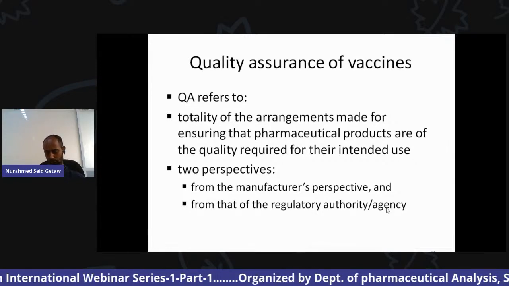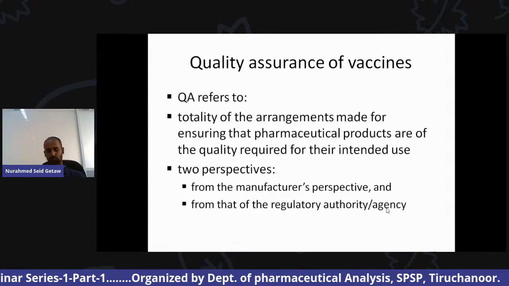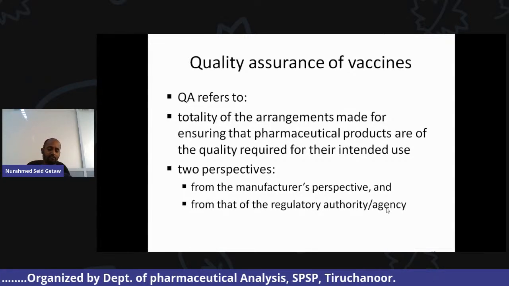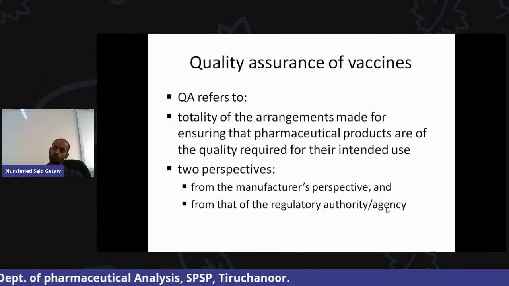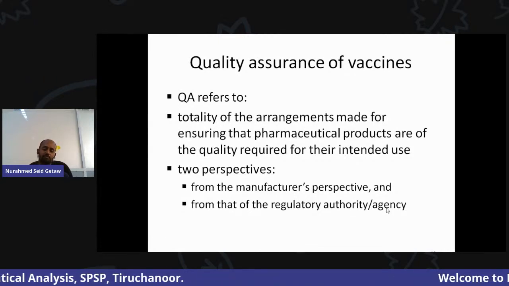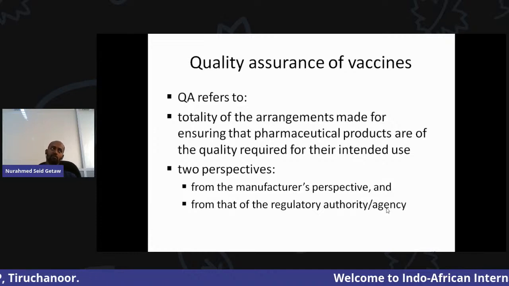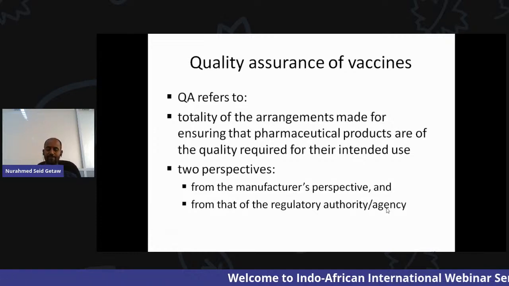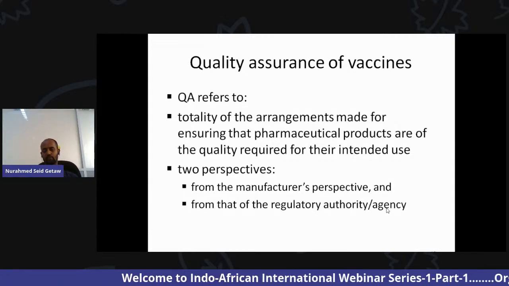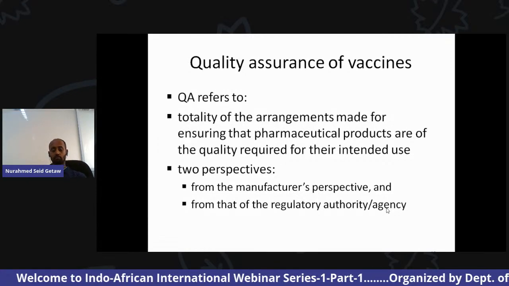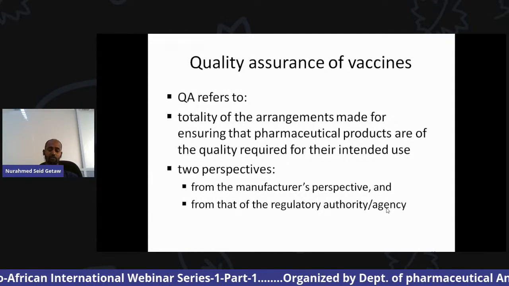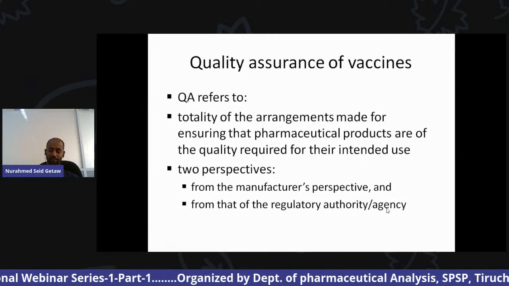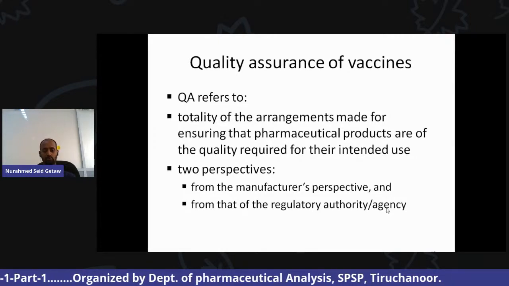Coming to the quality assurance of vaccines, the term quality assurance is, as you all know, a vast concept. It's a management tool, and it includes anything and everything that directly or indirectly impacts the quality of a product from a manufacturer. So it's a huge concept, quality assurance.